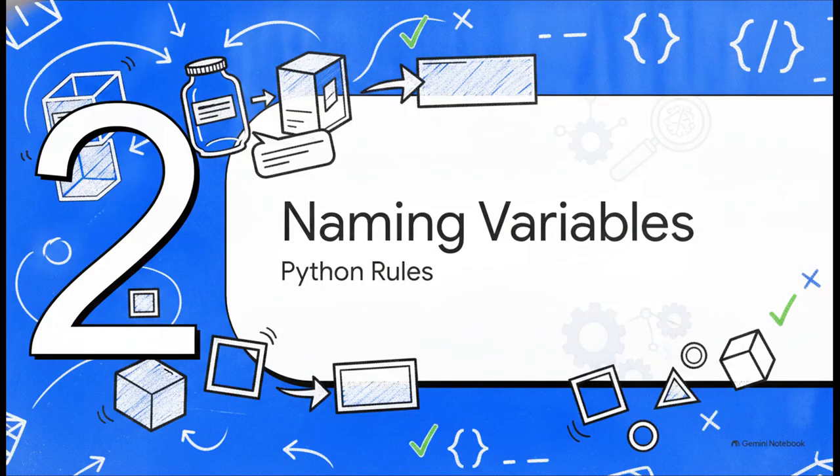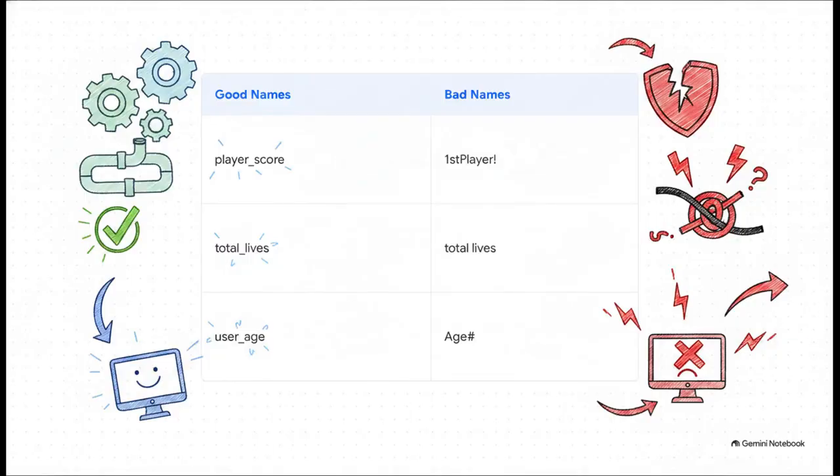Okay, moving right along to Section 2, naming your Python variables. Now that we have our container, we've got to label it, right? And readability here is absolutely crucial. Take a look at these examples. On the left, we've got some excellent readable variable names like player_score, total_lives, and user_age. Notice how they're completely lowercase, they use underscores instead of spaces, and they clearly describe exactly what data is living inside that container.